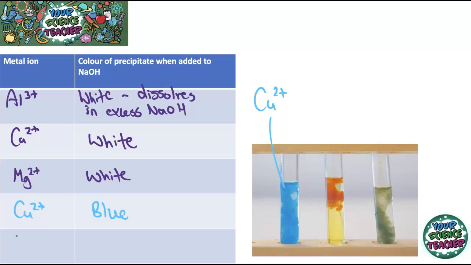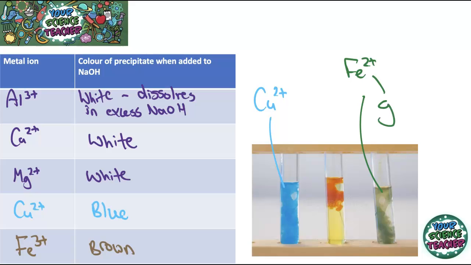The first is iron 3 plus, which makes a brown precipitate. And over here, I actually do have an image of iron 2 plus. Iron 2 plus makes a green precipitate. Now you might be saying, well, how does it make two different colours? Well, this is because iron is, remember, a transition metal, so it can make ions with different oxidation states. So here, if I have a compound with iron 2+, we'll end up with a green precipitate. However, if it's iron 3+, we'll end up with a brown precipitate.